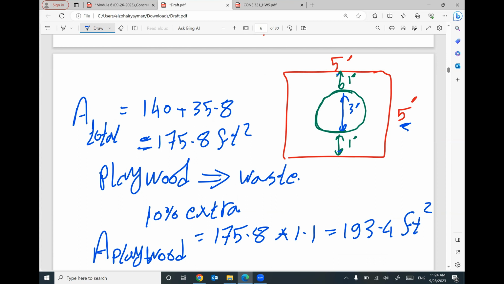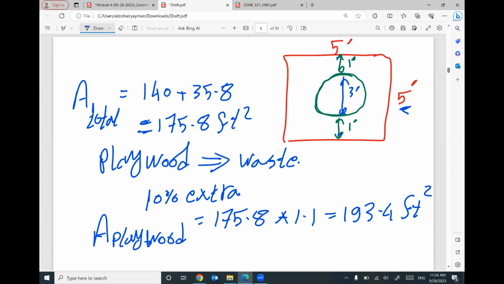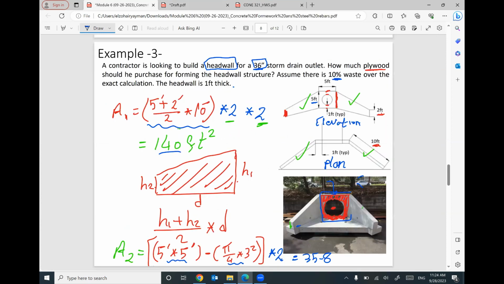So I can figure out the cost of the material of this formwork. But for me, I need to figure out what is the total area for the formwork required to build this head wall.